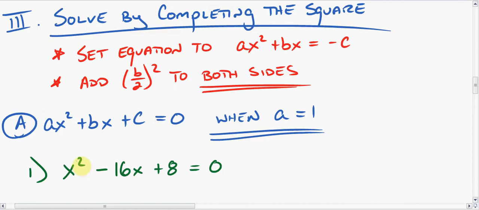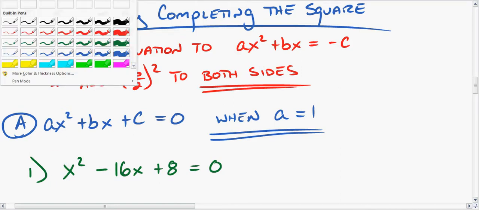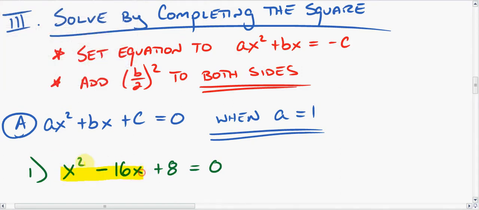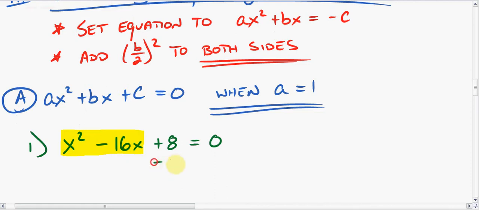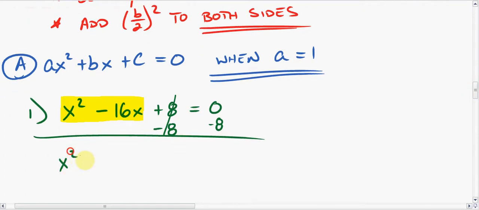So I've got my ax squared plus bx, and then I've got my plus c. I want to get the ax squared plus bx alone, so I want to isolate this piece that I've highlighted. As the first step in the directions up here, it says bring this constant to the other side. So I'm going to subtract 8 from both sides. These 8's cancel, and I have x squared minus 16x equals negative 8.